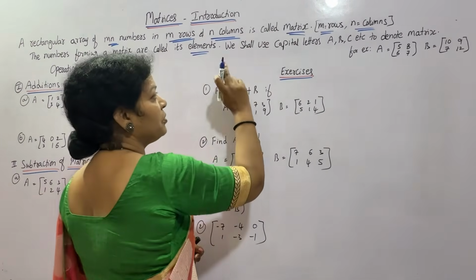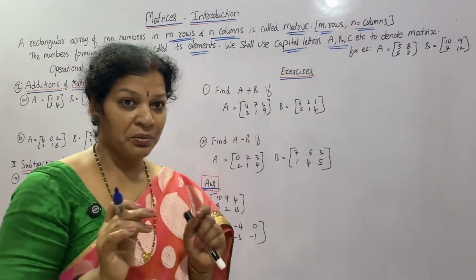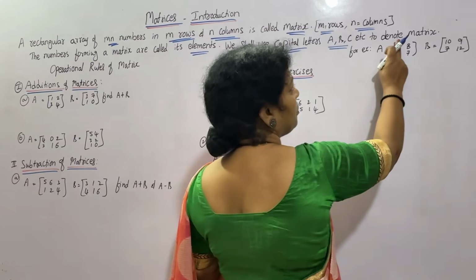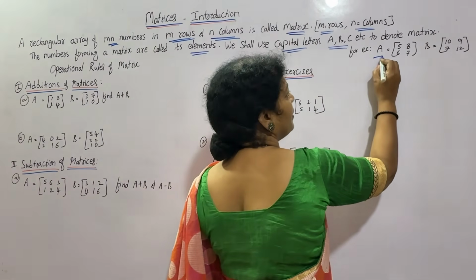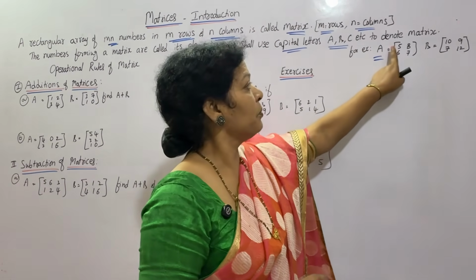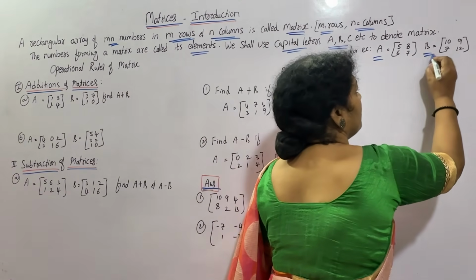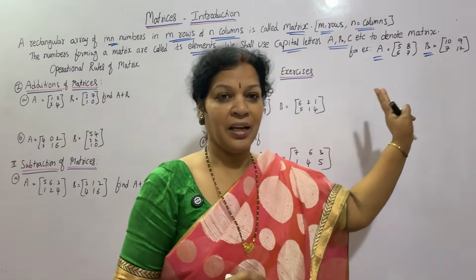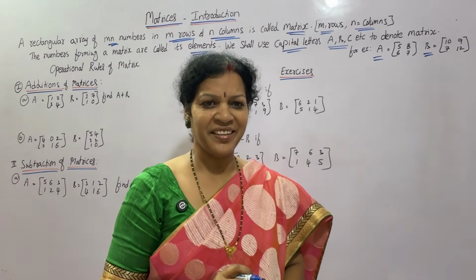We shall use capital letters A, B, C, etc. to denote a matrix. For matrices, we never use small letters. For example, matrix A is given like this. What are the elements? 5, 8, 6, 7. In the same way, matrix B, whose elements are 10, 9, 7, 12. Like this. Hope you have an understanding. We learned it at school level, right?